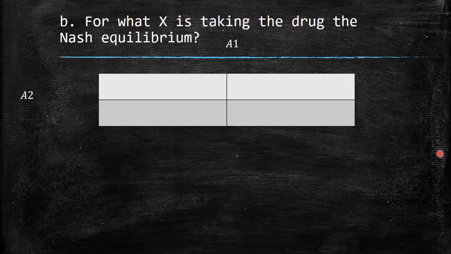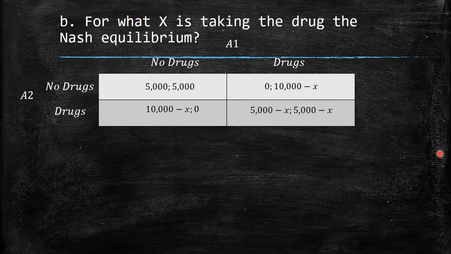Okay, so this one should be, again, the box we have here. Automatically, you understand that in order to make taking the drug the Nash equilibrium, so it means this square, we need to make two things. First, that athlete 2 prefers 5,000 minus X higher than 0, right? And we have to make the second situation where athlete 2 takes drugs, athlete 1 will prefer drugs instead of not drugs.